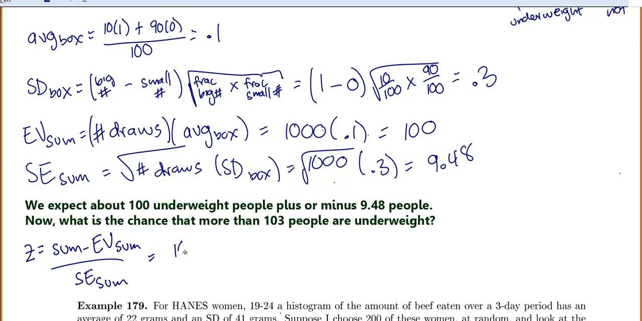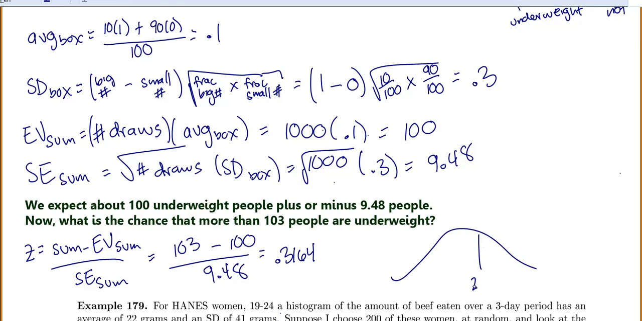The sum we're interested in is 103. Expected value is 100. Standard error is 9.48. So this gives me 0.3164. So here's my z equals 0.3164. We're looking for more than 103 people, so we'll shade to the right.